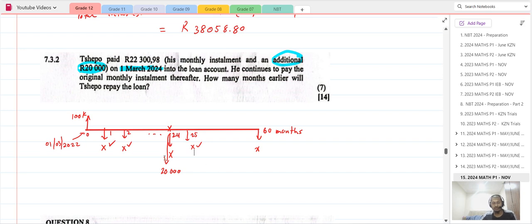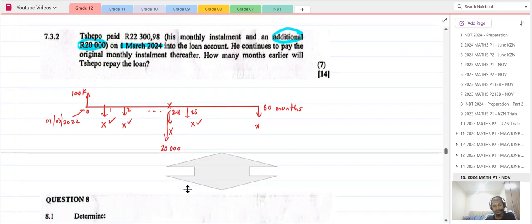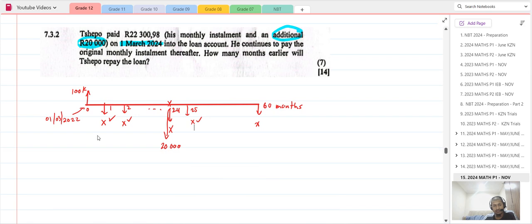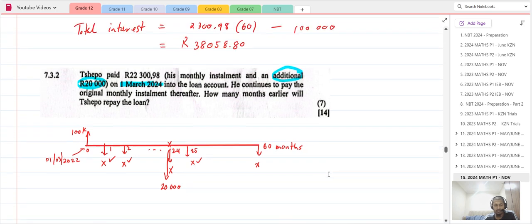So what we're doing is we're dropping the loan by 1st March 2022. So we're just checking if this 24 is correct. Should it be 24 or 23? First March, yes, it should be 24, right? So he paid for 24 months.